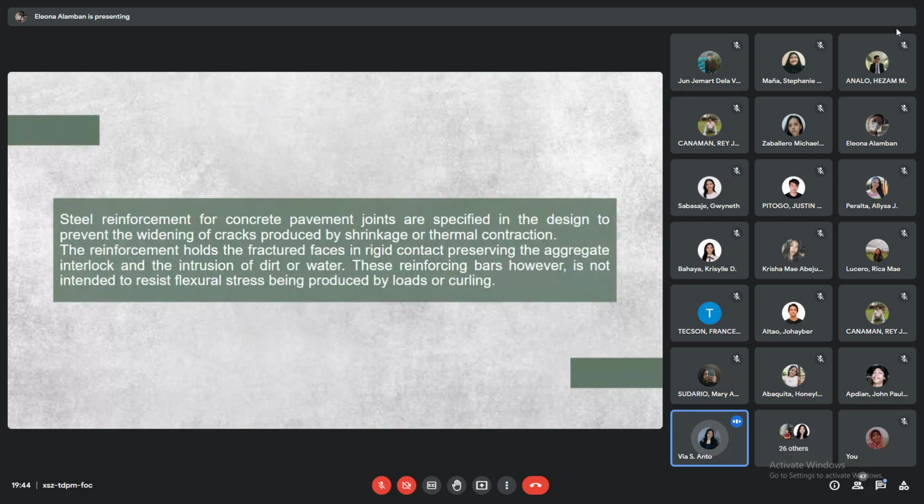Steel reinforcement for concrete pavement joints is specified in the design to prevent the widening of cracks produced by shrinkage or thermal contraction. The reinforcement holds the fractured pieces in rigid contact, preserving the aggregate interlock and preventing the intrusion of dirt or water. These reinforcing bars, however, are not intended to resist flexural stress produced by loads or curling.